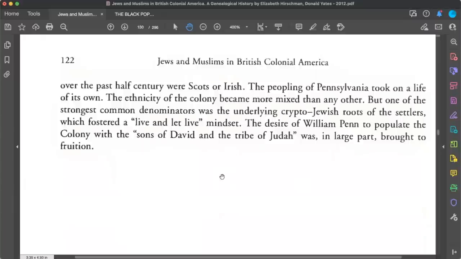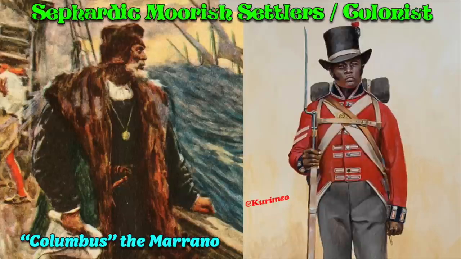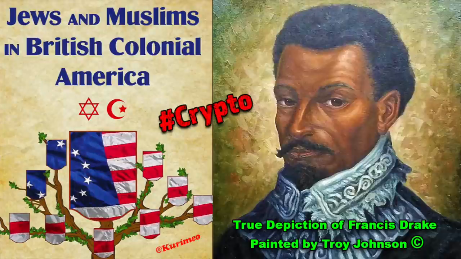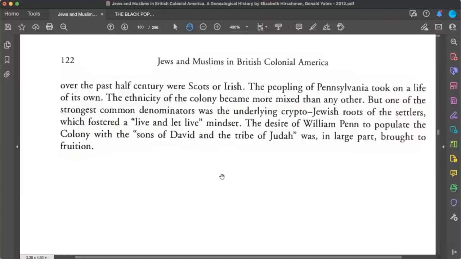The ethnicity of the colony became more mixed than any other, but one of the strongest common denominators was the underlying crypto-Jewish roots of the settlers. Again, crypto, Sephardic, Moorish people, people of color. The strongest common denominator was an underlying crypto-Jewish root of the settlers, which fostered a live and let live mindset. The desire of William Penn to populate the colony with the sons of David and the tribe of Judah was in large part brought to fruition. And that's deep right there. Something to think about.